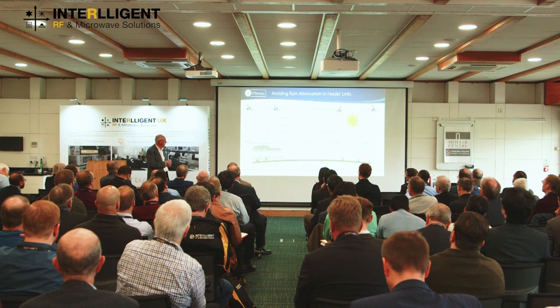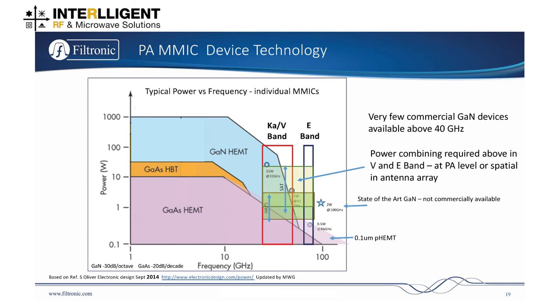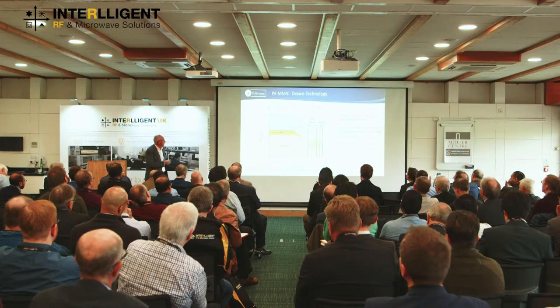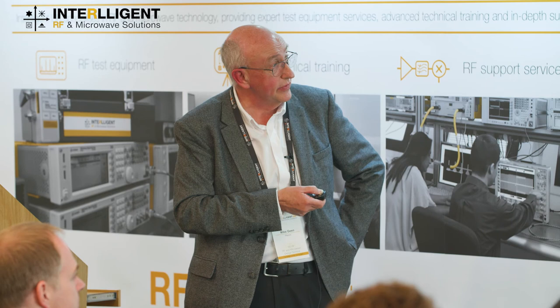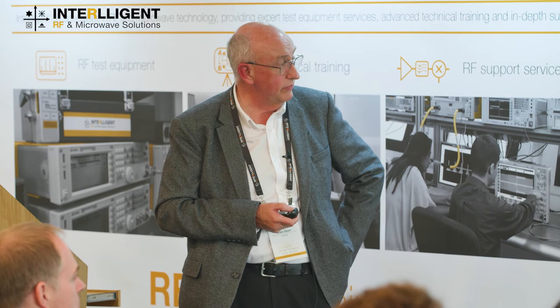Right, just a bit about technology in terms of semiconductors. It would be nice to think that we could use gallium nitride, but really at frequencies above about 40 gigahertz, it's quite rare to find commercially available GaN. Certainly up at E-band, it just hasn't happened yet. So we're really in both Ka and V-band. GaN is okay at the lower end of that. When you get to V-band and E-band, then we really are relying heavily on gallium arsenide technology.